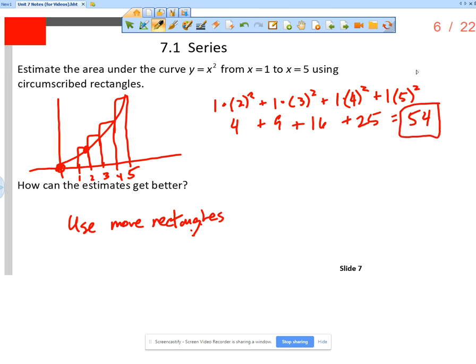Remember my initial estimate was 100, right? 54 is certainly much better, but we know that 54 is what? Well, greater than the actual value, isn't it? All right. Why? Well, because we have these overestimates, right? Now, if I would have used inscribed, well, yeah, we would have had an underestimate. Okay, so that's what we're doing at the beginning of section 7.1. All right, so keep in mind the idea of using more rectangles as we continue in 7.1.